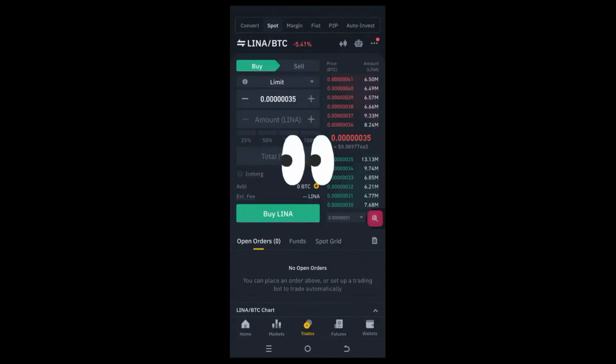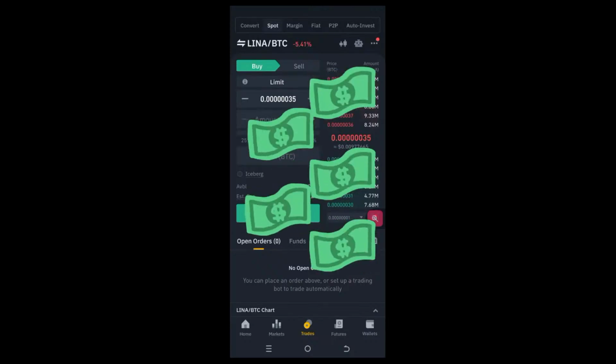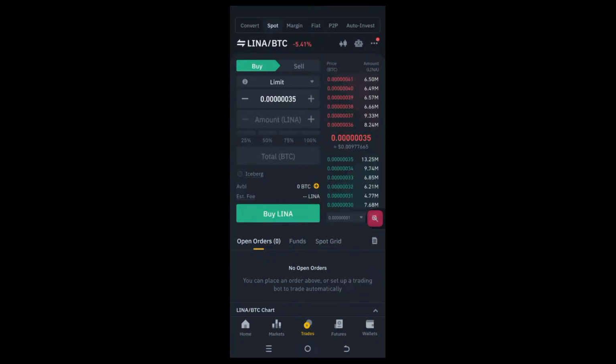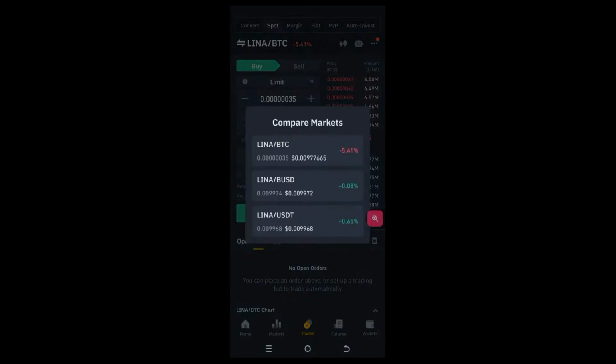Will Lena give us what we're looking for? Let's go and see. Welcome to Income Strategies, the place where you learn the skills to make money, to multiply your money, and to manage your money. Today, what do we have for us? We've got Lena BTC, or could it be Lena USDT? Let's find out. Let's quickly go to the compare markets to see what we have right now.